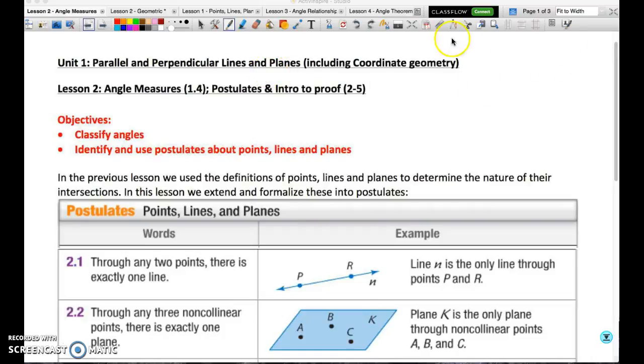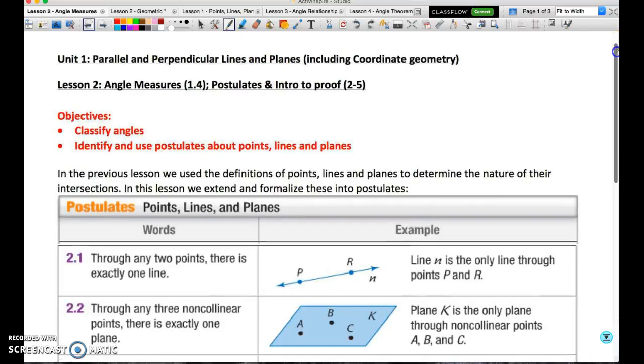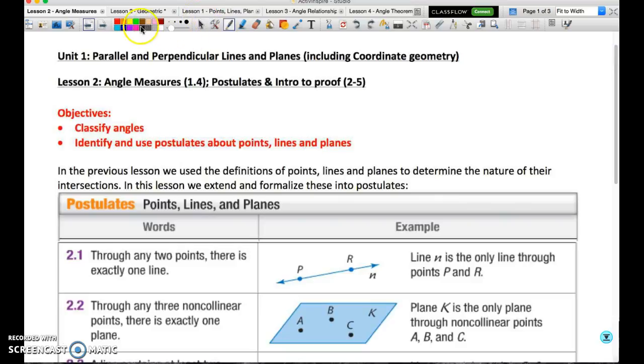Okay, geometry students, welcome to lesson 2 of unit 1. Our focus today is going to be on angle measures and also an introduction to the idea of proof. So we're going to be classifying angles and identifying and using postulates about points, lines, and planes.